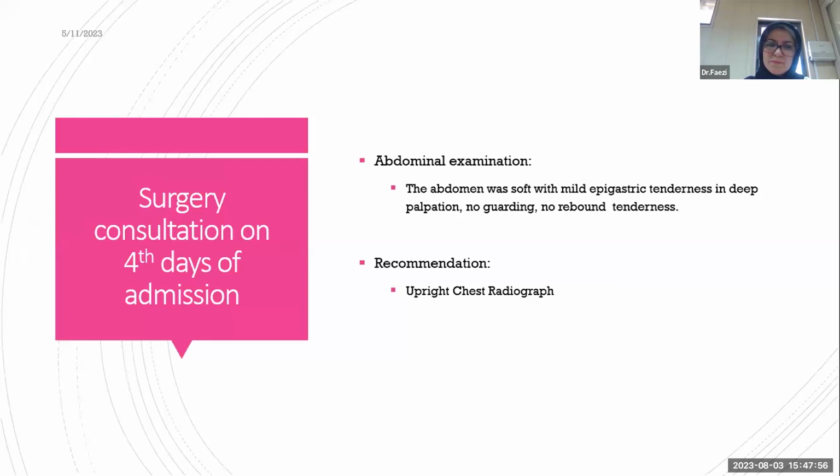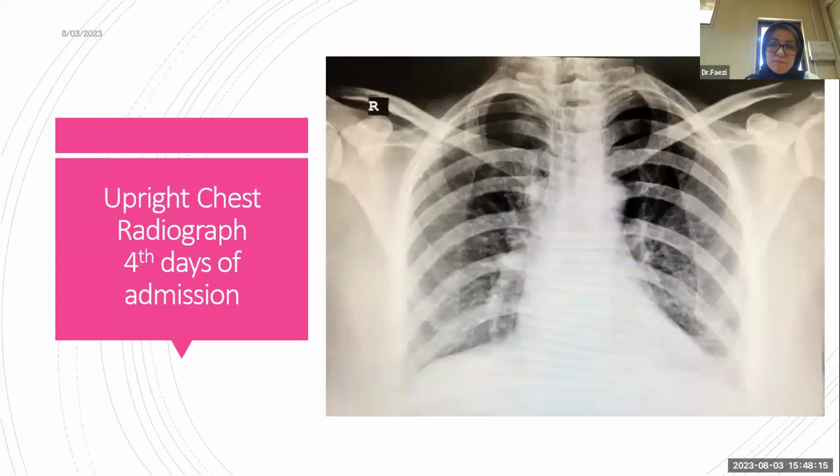On surgery consultation, on the 4th day of admission, their abdominal examination showed that the abdomen was soft with mild epigastric tenderness on deep palpation, no guarding, no rebound tenderness. They recommended an upright chest radiograph. Here you can see the upright chest radiograph on the 4th day of admission. Dr. Rodmark, could you report the X-ray for us?